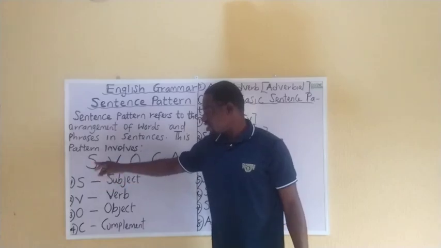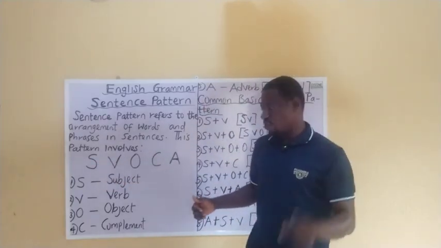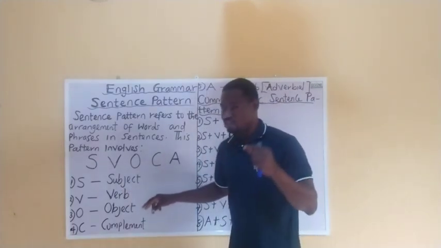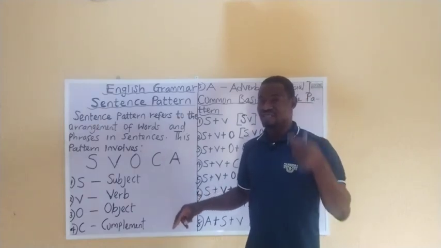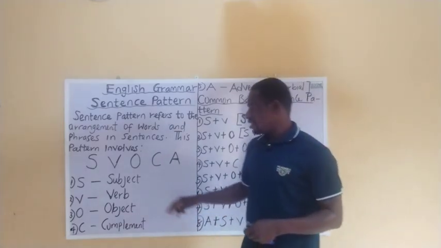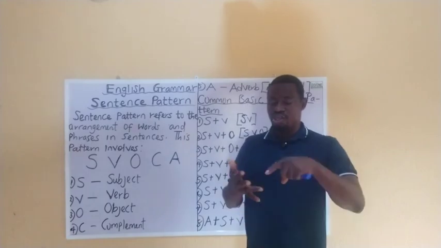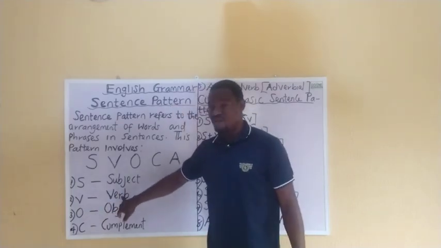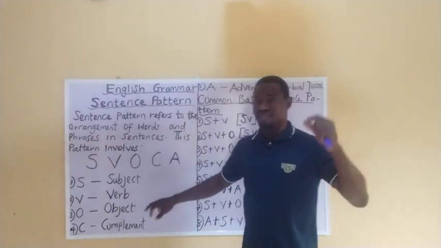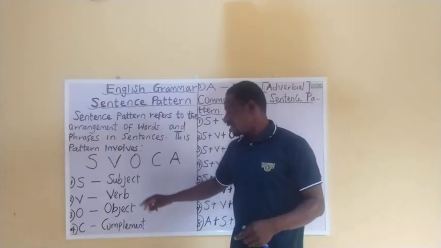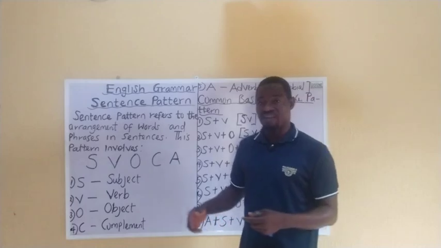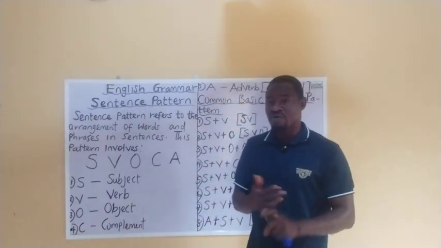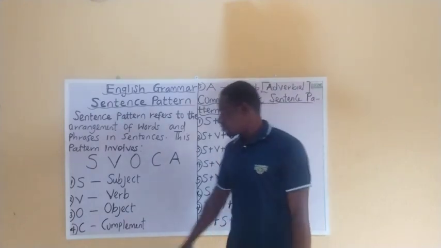We'll be looking at each of these terms one after the other, beginning with S, which stands for subject. The subject is usually the doer of an action and appears at the beginning of the sentence. The subject could be a noun, a pronoun, or a noun phrase. 2. V, which stands for verb. The verb is the action carried out by the subject. The verb could be transitive or intransitive. Again, the verb could either be a simple verb or a complex verb.